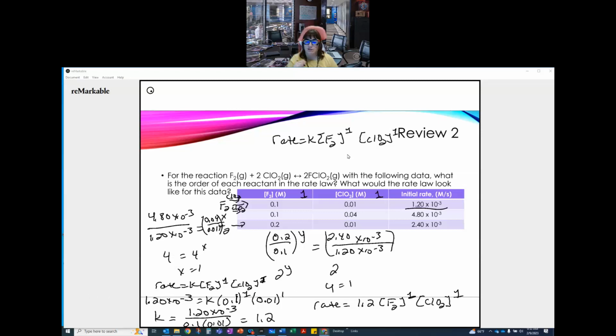Now, I didn't specifically ask you to find k with this set, but that is how I do it. So if you were asked to do so, that's what you would do. And that's a fairly common set of questions: here's your data, find the order for each one. What's the value of the rate constant? What does your rate law look like? Because I want to know that once you found all those numbers, you know what to do with them. If you have questions, comments, problems, let me know.